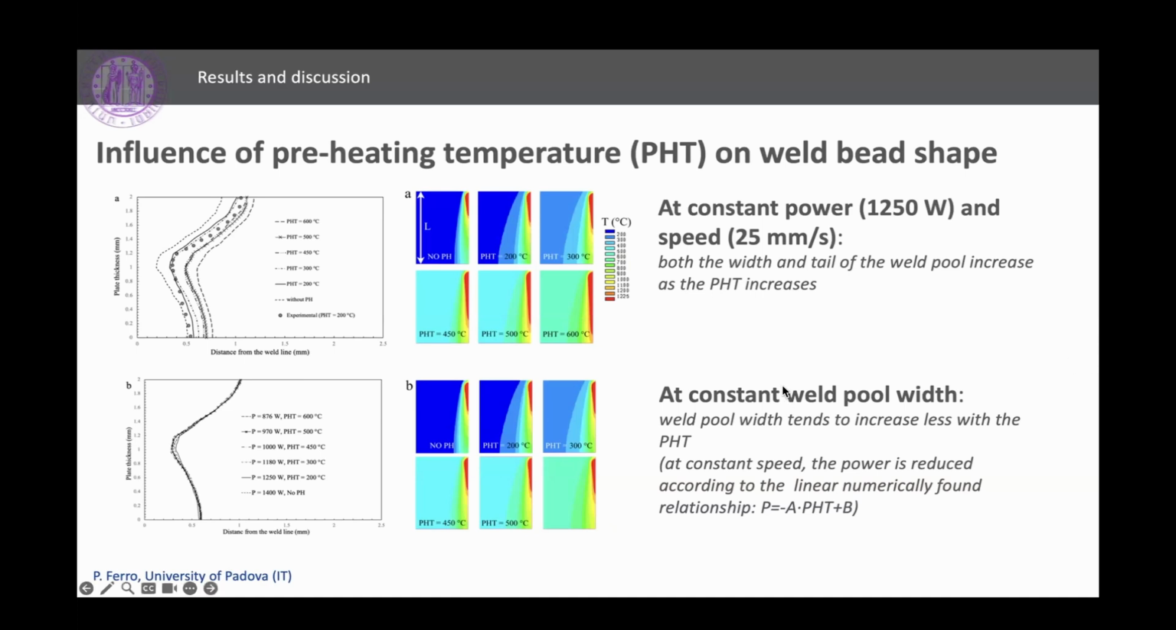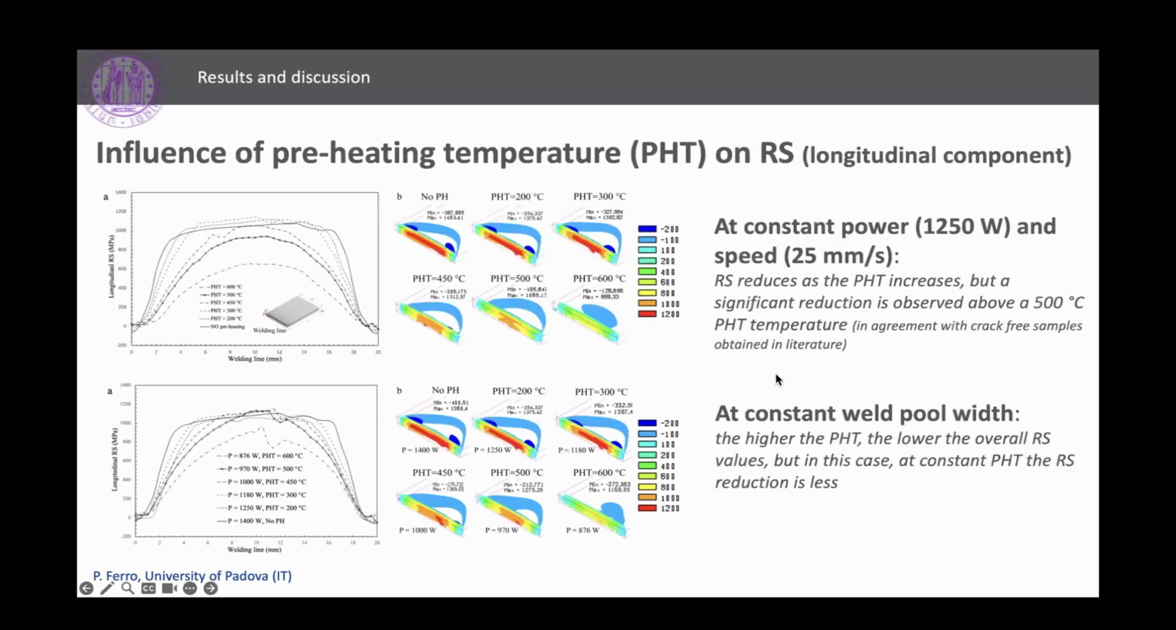So about the influence of the preheating temperature on residual stress, here you can see only the longitudinal component because it is, as you know, the measured component in butt welded joints.